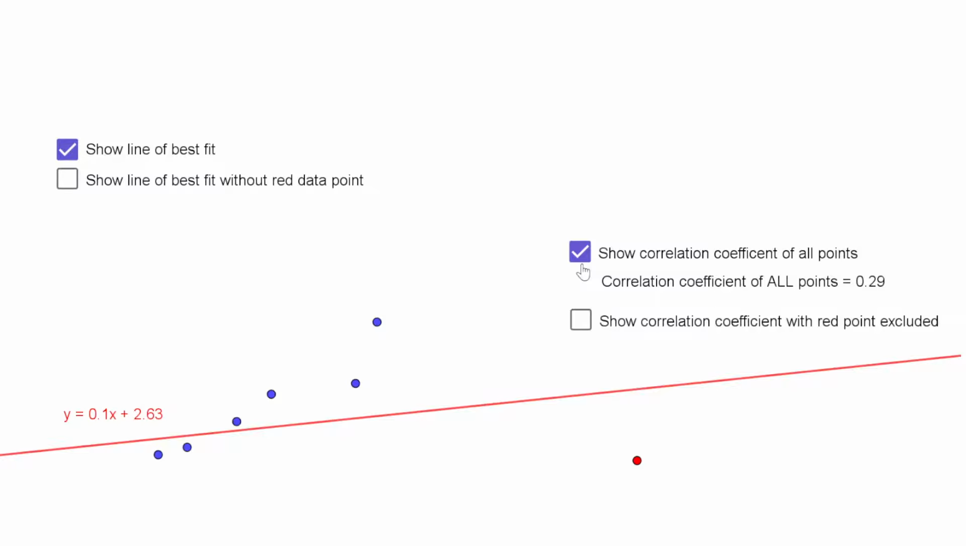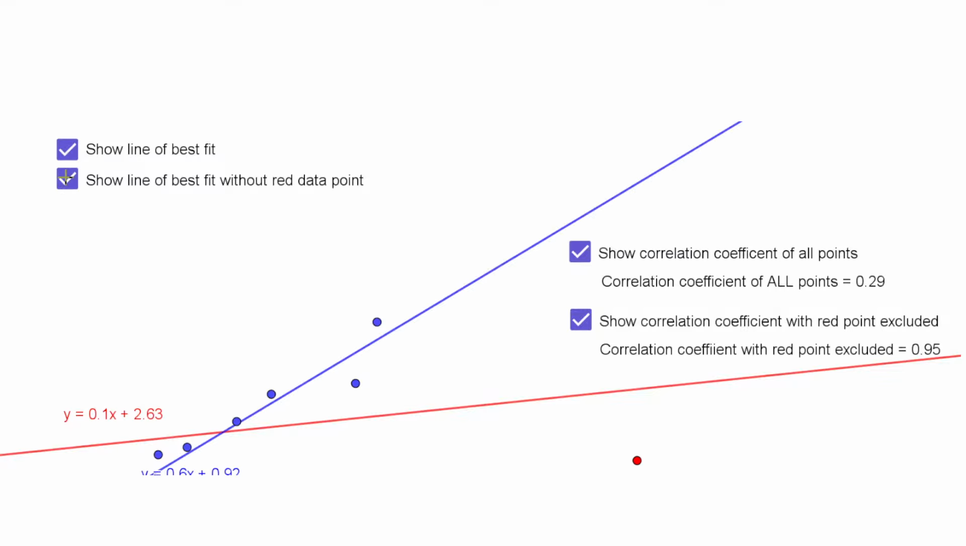If we remove the red dot, will our correlation get stronger or weaker? And the answer is it'll definitely get stronger, and it'll get closer to positive 1. Okay, and it's actually 0.95. The blue dots are actually very strongly correlated. What will happen to the gradient of this line? I want you to think almost that this red dot is pulling the red line down. And so if we remove the red dot and we show the line of best fit without the red data point, the line will actually get steeper. Okay, right, so that's a kind of a conceptual understanding idea. You can see it's now got a gradient of 0.6.